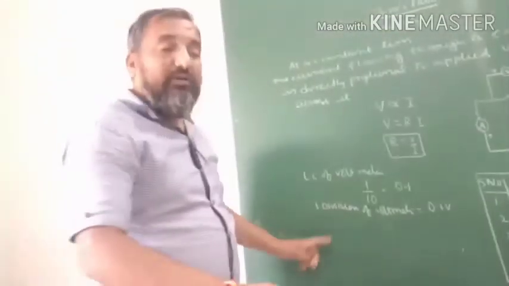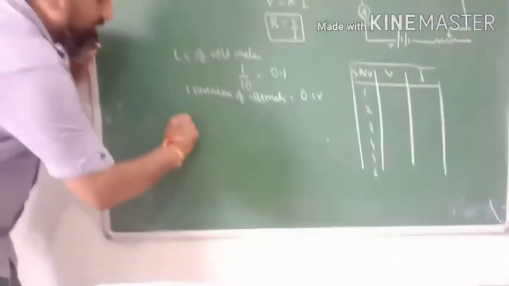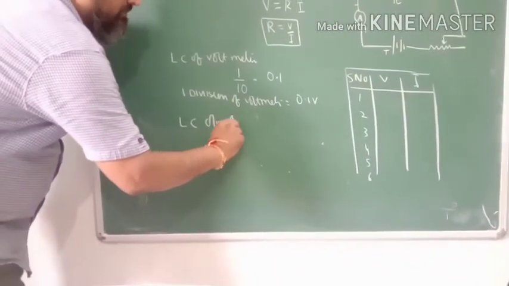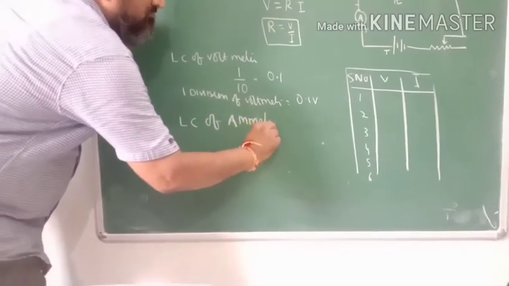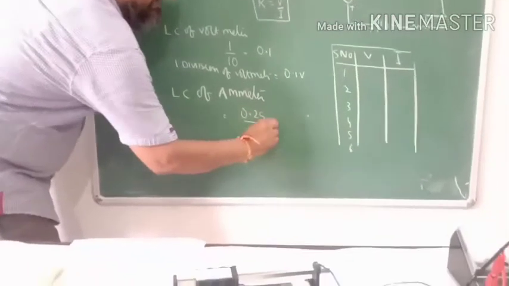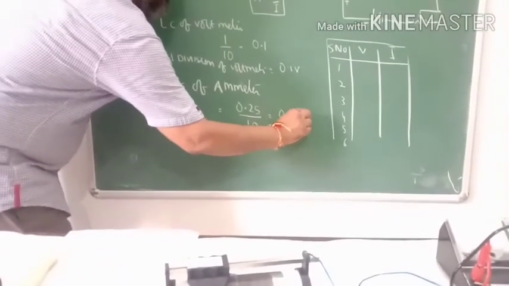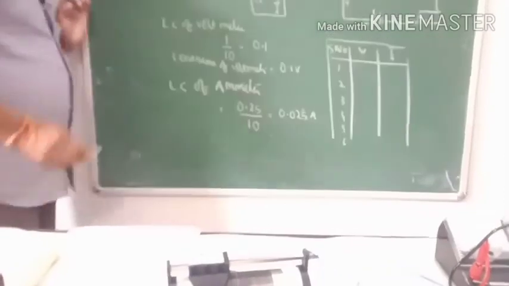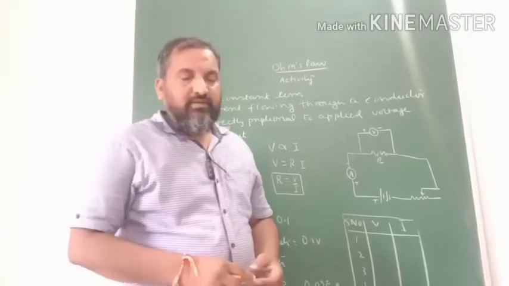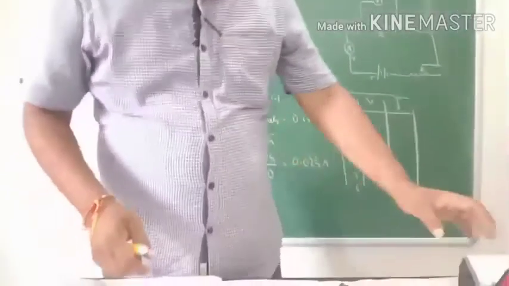Similarly, we can calculate the least count of the ammeter. That means, what is the smallest division? 0.25. 0.25 divided by 10 is equal to 0.025 ampere. I have switched on the circuit. See, the maximum voltage is 5.